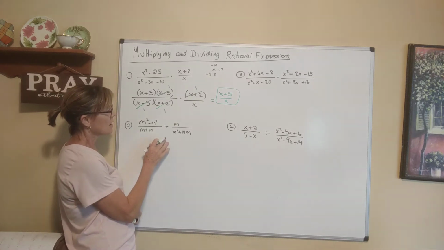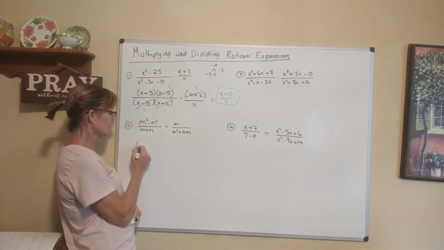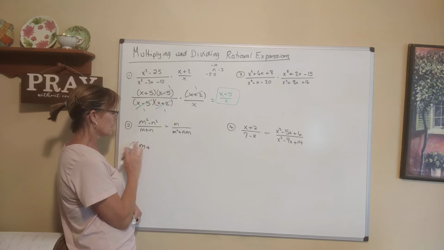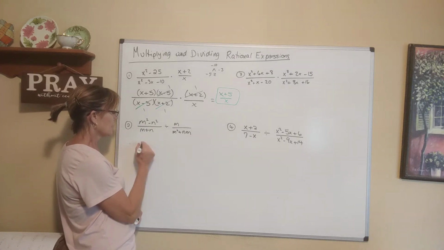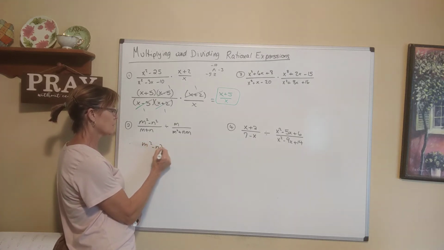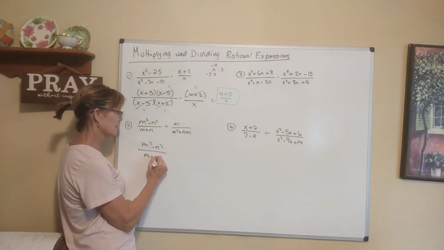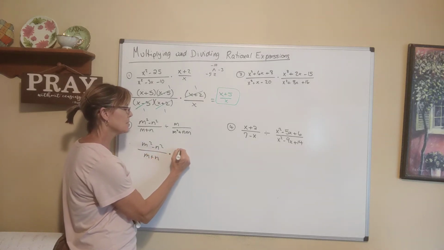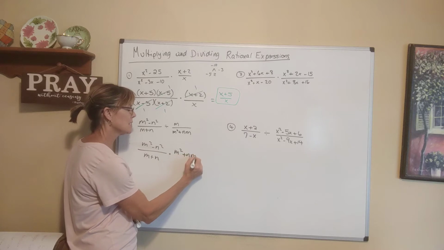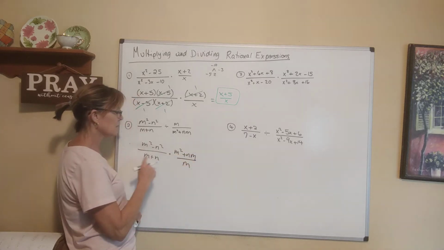So let's see. This is going to be keep. If you want to, okay, I'm just going to write m squared minus n squared over m plus n times m squared plus n times m over n. Keep, change, flip.